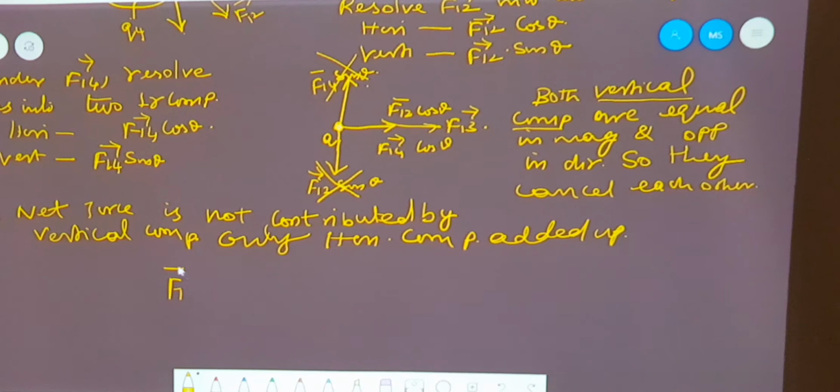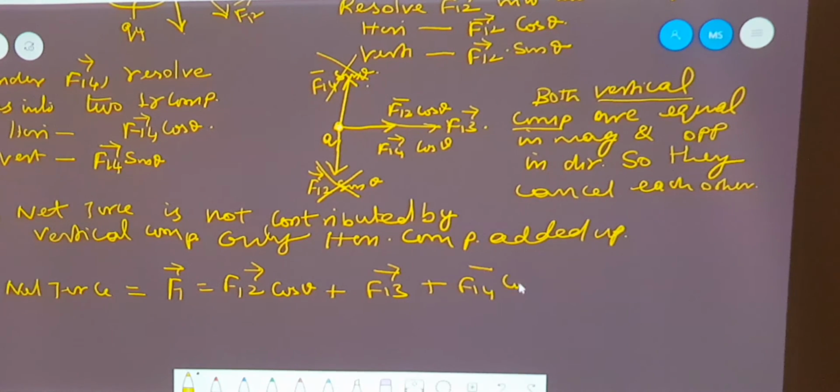The F1 vector is equal to, that is the net force. So the net force F1 vector is equal to F12 vector cos theta plus F13 vector plus F14 vector cos theta. Direction along horizontal, or I can write along the x-axis. That too I can write as the positive x-axis, or plus i cap.